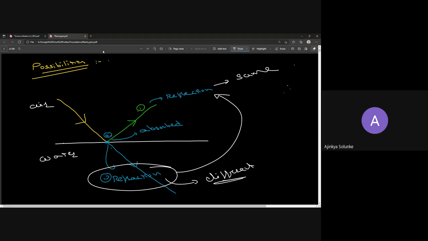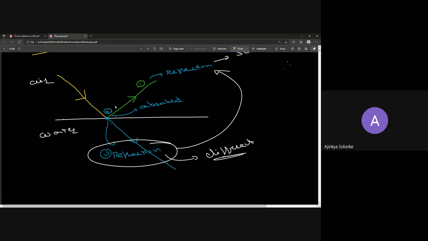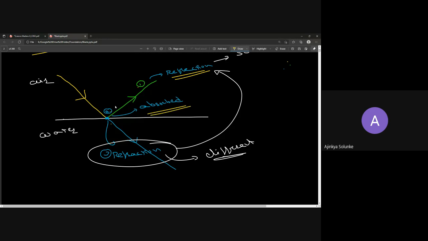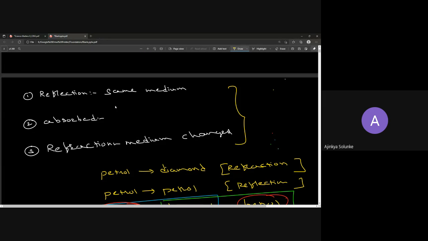all the three are going to happen at the same time with a surface. Suppose the light is traveling from air to water, all these three things are going to happen. Reflection is going to happen, absorption is going to happen, refraction is also going to happen. All these three take place at the same time. But are we going to study them simultaneously? No. We are going to study them individually.